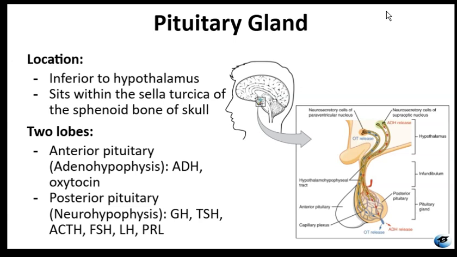The posterior pituitary, or the neurohypophysis, stores and secretes hormones produced by the hypothalamus, primarily antidiuretic hormone, ADH, and oxytocin. Together, the two lobes of the pituitary gland control many functions in the body by regulating other endocrine glands and influencing things like growth and metabolism, reproduction, and even water balance.